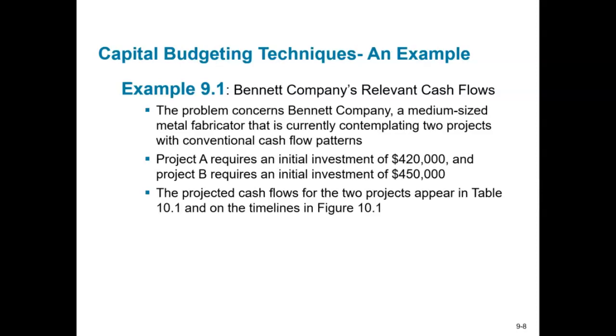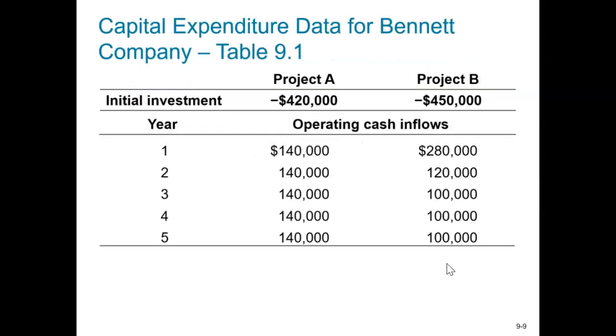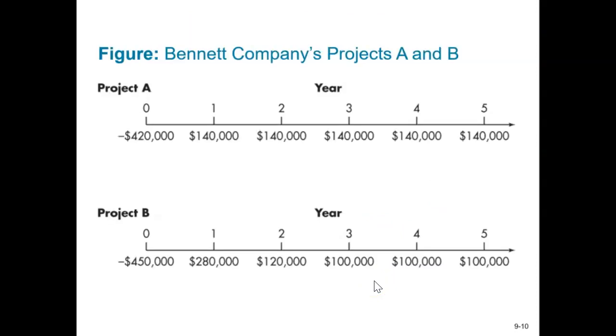So they have 2 projects. Project A requires an initial investment of $420,000, whereas project B requires an initial investment of $450,000. These projected cash flows appear in the table like this. The useful life of these 2 projects is 5 years, but as you can see, their cash flows are different. If we put this in a timeline, it is something like this.